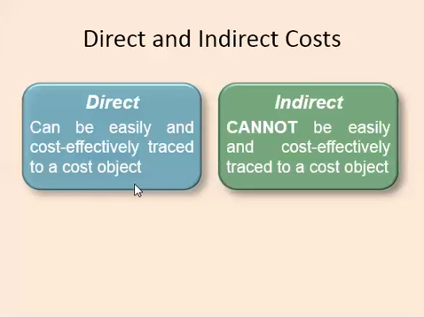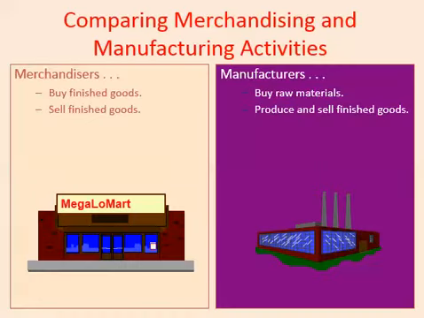Now, indirect costs, on the other hand, cannot be easily and cost effectively traced to a product. For example, the salary of a production supervisor is an example of an indirect cost. The production supervisor manages the factory operations for all of the products that the company manufactures, so it's hard to trace directly the cost of the supervisor to a specific product. And we'll talk more about those here as we go along.